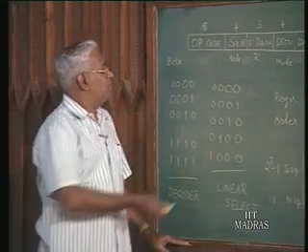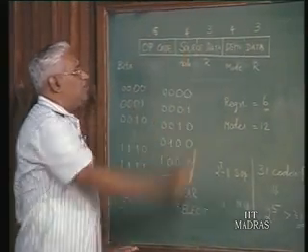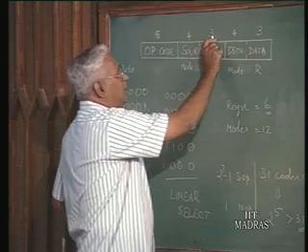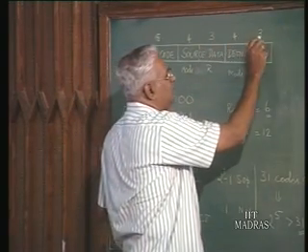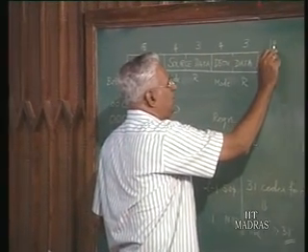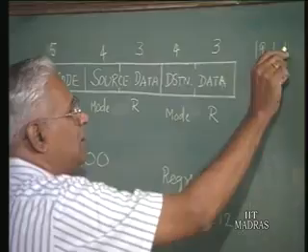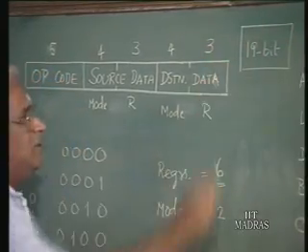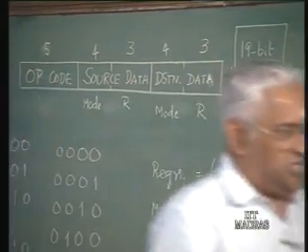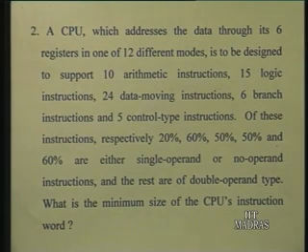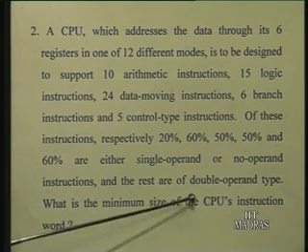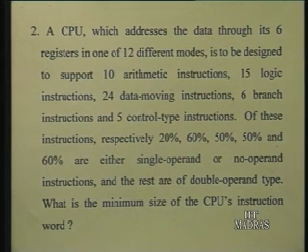Now, what is it? So, it says 5 plus 4 is 9, plus 3 is 12, plus 4 is 16, plus 3 is 19 bits. This is the size of the instruction word. Take a look at the chart. So, minimum is these 19 bits, that particular thing is the instruction word. Good.